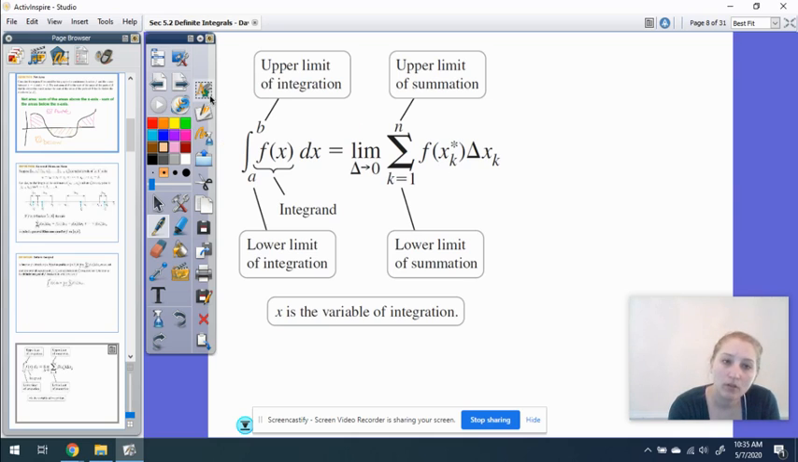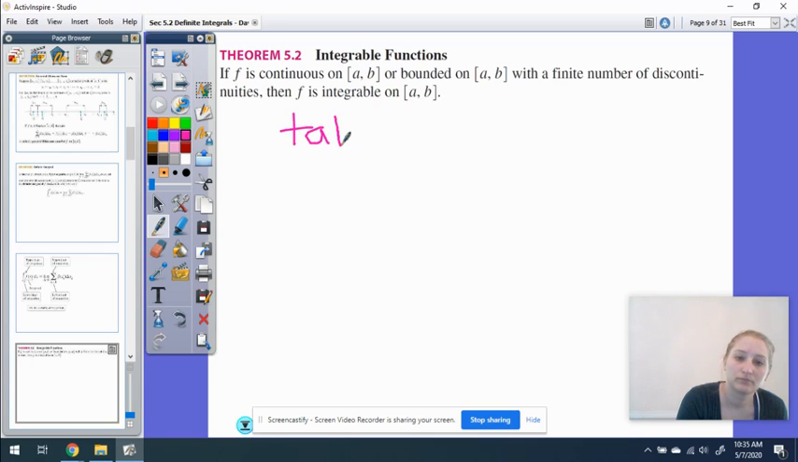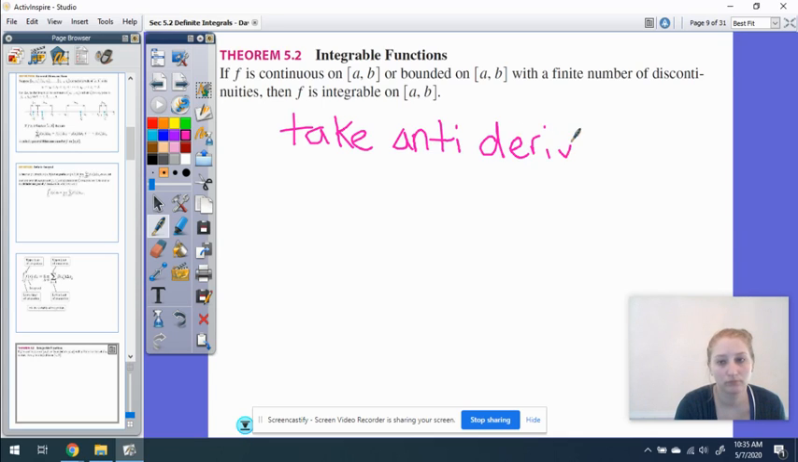So what this is saying essentially is we are going to take the antiderivative. Okay, so let's just start out nice and easy.